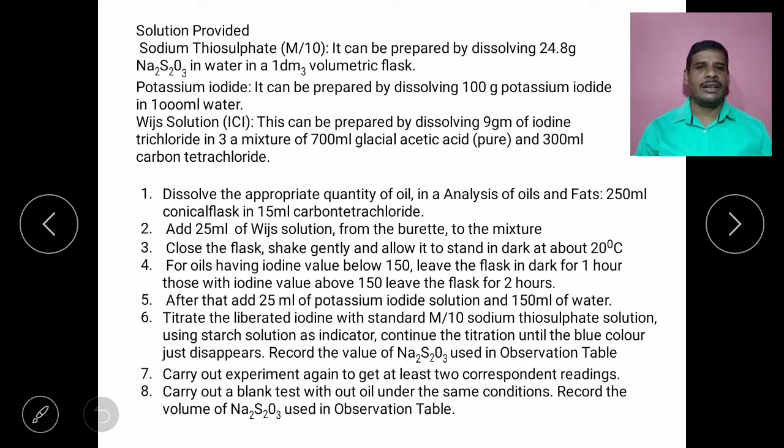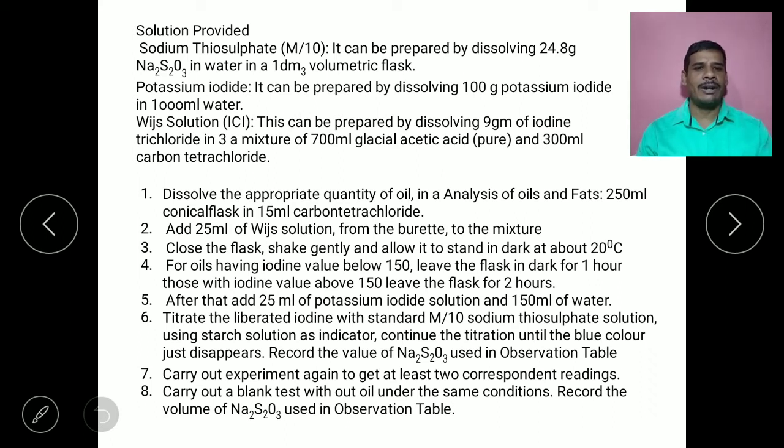Take the oil sample in a 250 ml conical flask and add 50 ml carbon tetrachloride. We already discussed that oil is insoluble in water, hence it should be dissolved in the carbon tetrachloride solution. Then add 25 ml Wijs solution from the burette to the mixture. See, ICl is the source of iodine, hence its solution should be added drop by drop to the oil sample. Don't add it directly; it should be added drop by drop with occasional or constant shaking.